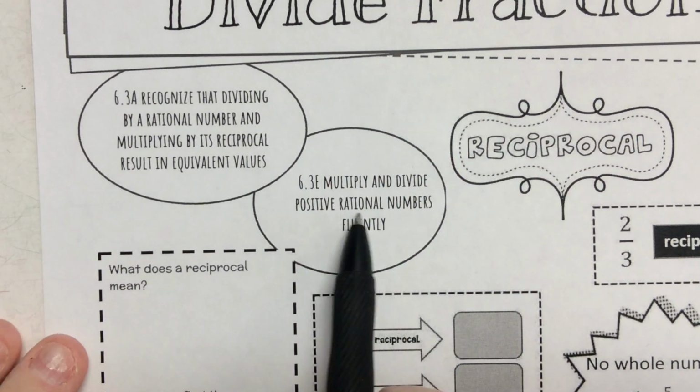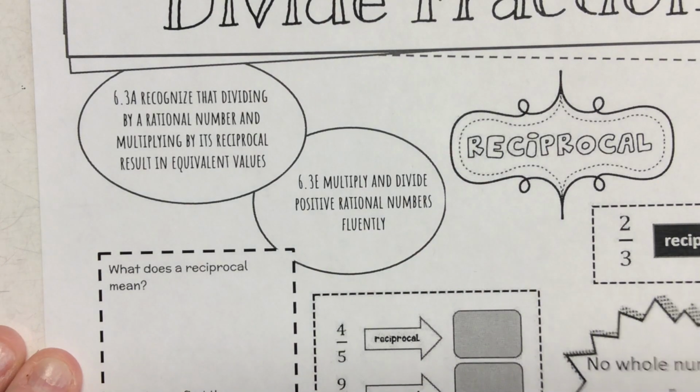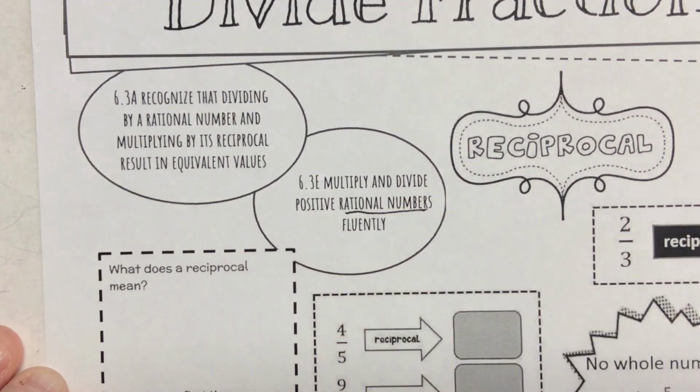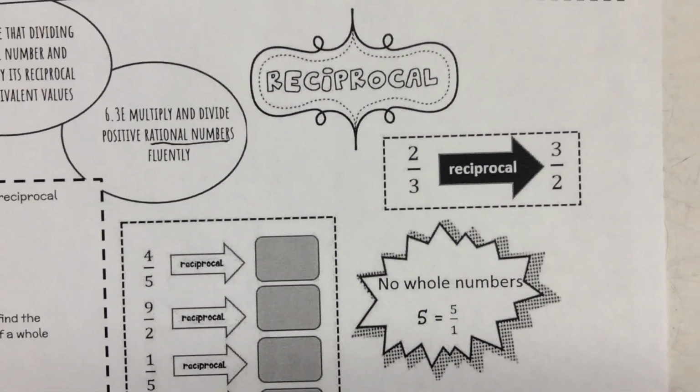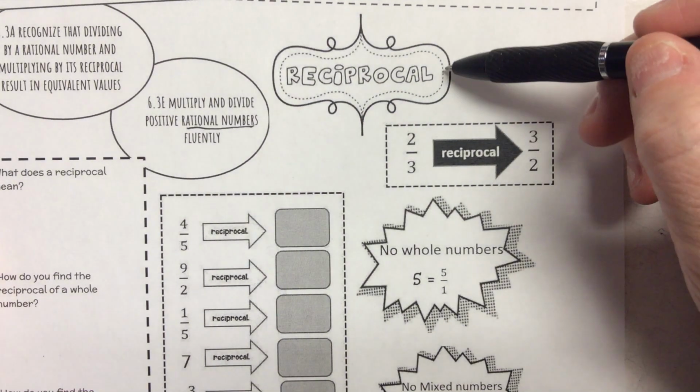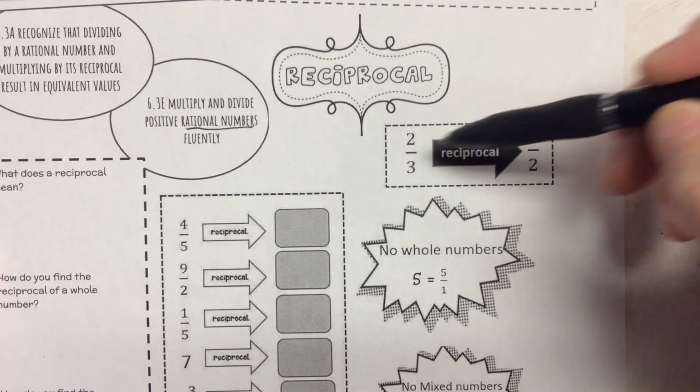I'll show what it means, and I'll come back to that. Also, multiply and divide positive rational numbers fluently. And by the rational numbers today, we're talking about fractions, okay? Now, there's a very important word that we need to know. It's called reciprocal. It's a funny-looking word here, but basically it is a fraction when it's flipped upside down.